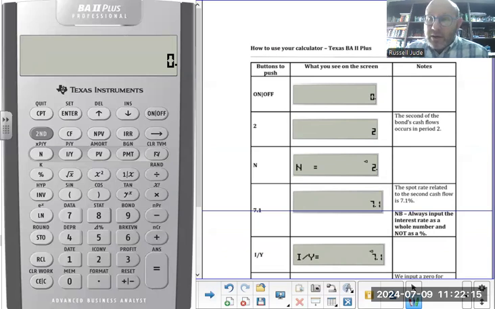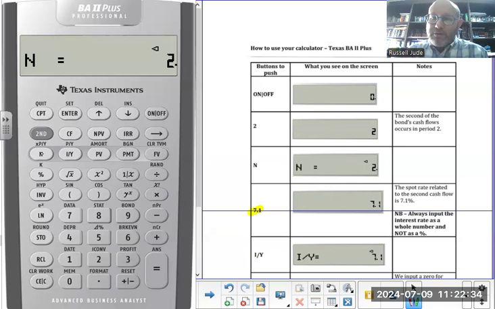Let's get going now on the second cash flow. So I go to N, why 2N? Because now I'm working with the second cash flow. The second cash flow, remember, has a different interest rate to that of the first cash flow. This cash flow has an interest rate of 7.1.